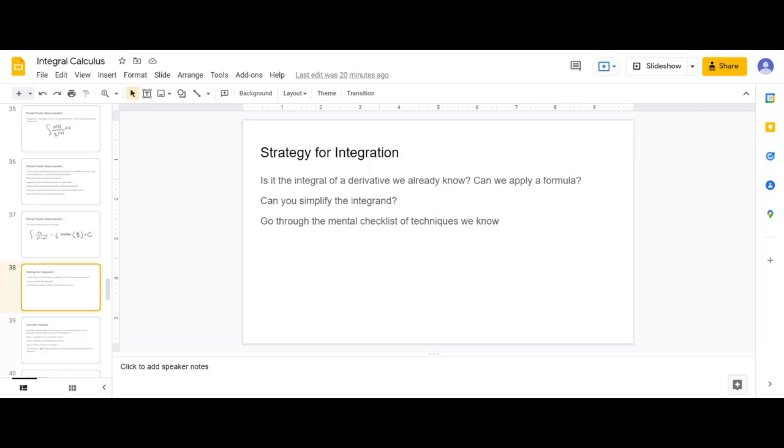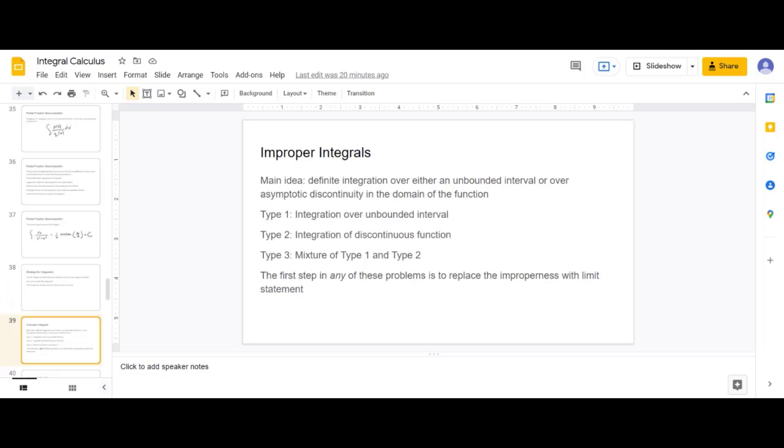But that's beside the point. We're not going to have anything like that. And so the last section in chapter 7 that we're going to talk about is improper integrals. So the main idea is integration over an unbounded interval or integration over an asymptotic discontinuity in the domain.